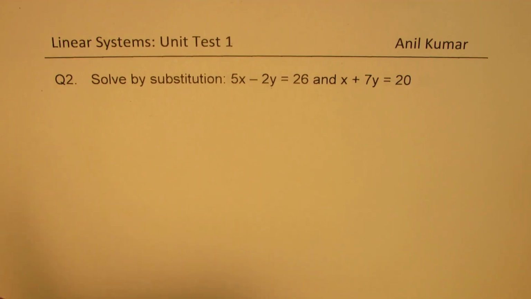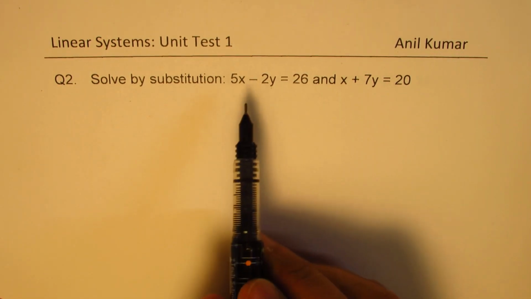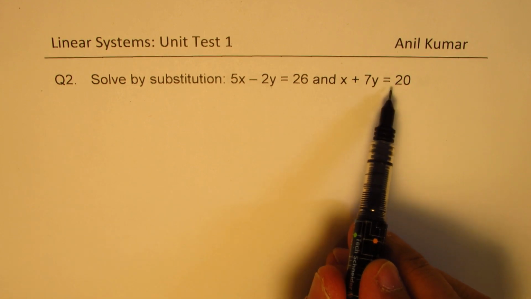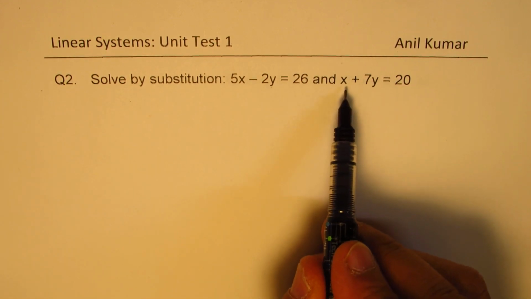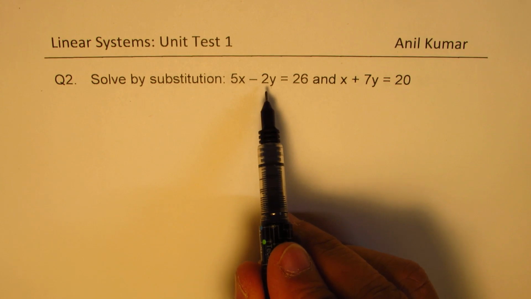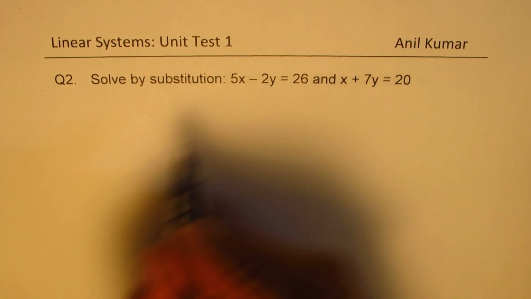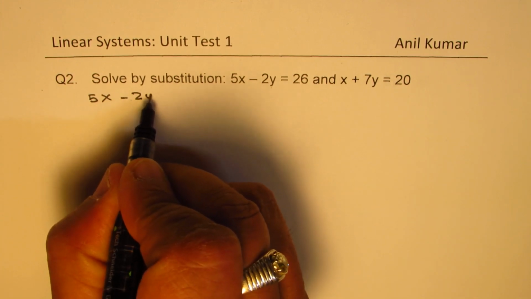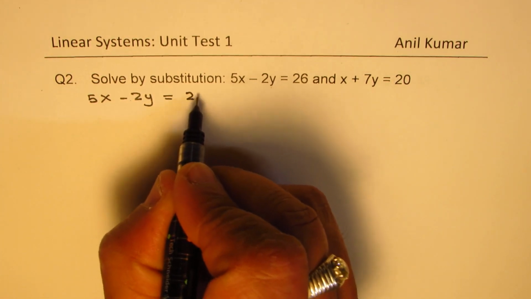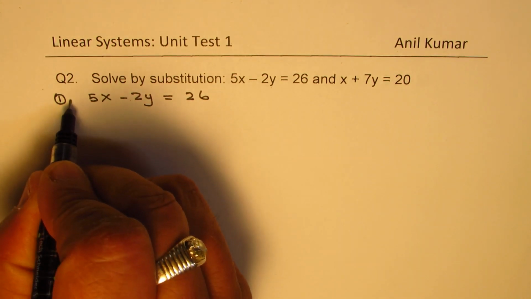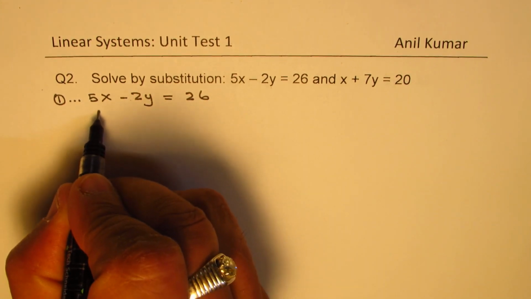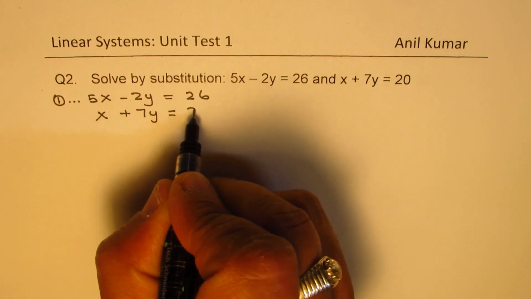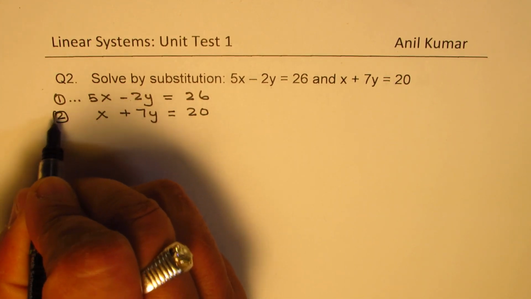Now let us solve question number 2, which is solved by substitution. 5x minus 2y equals 26 and x plus 7y equals 20. You can isolate x from the second equation, substitute in the first equation and find the values. So the two equations are 5x minus 2y equals 26, which we call equation number 1. The second equation is x plus 7y equals 20.